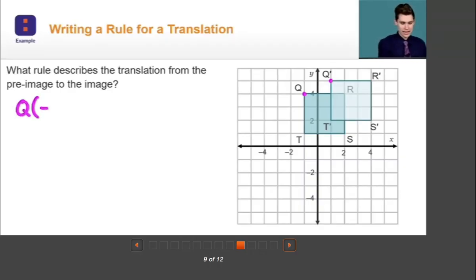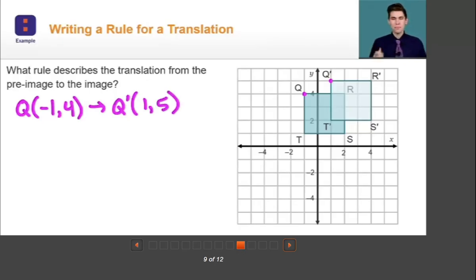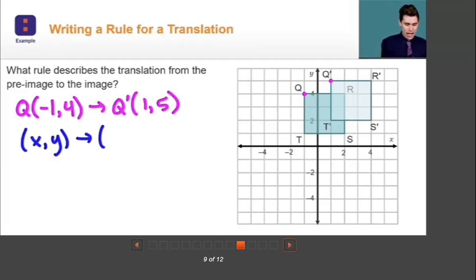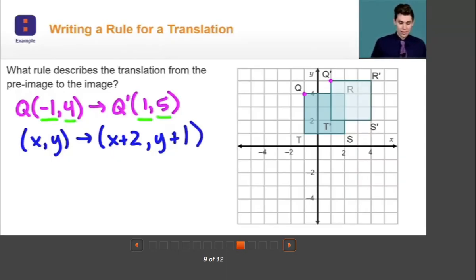Q is located at (-1, 4). It translates to Q prime, which is located at (1, 5). Based on this, let's create a mapping rule. For a mapping rule, I'm going to take any point (x, y) and translate it to a new point. Now, if I think about my x values, at point Q, the x value is -1, and at Q prime, it's 1. Let's move 2 units to the right. So that means I'll need to add 2 to any x value. And for my y values, in Q, I began at 4 and then moved up 1 unit to 5. So I need to add 1 to any y value. Now I have my mapping rule.